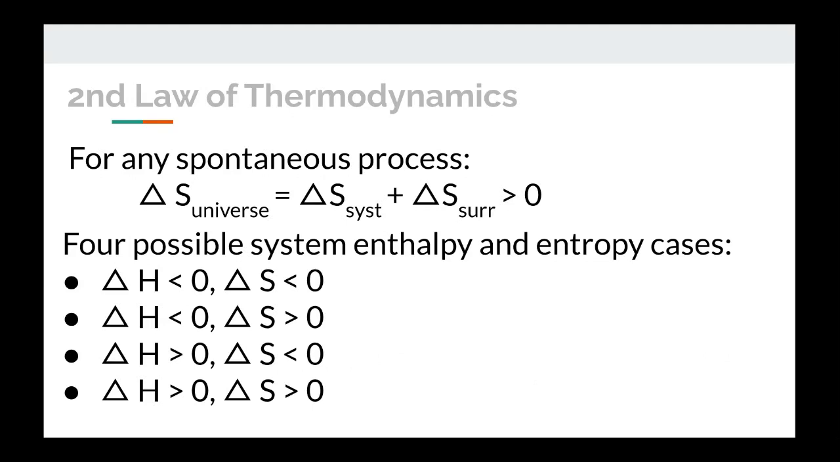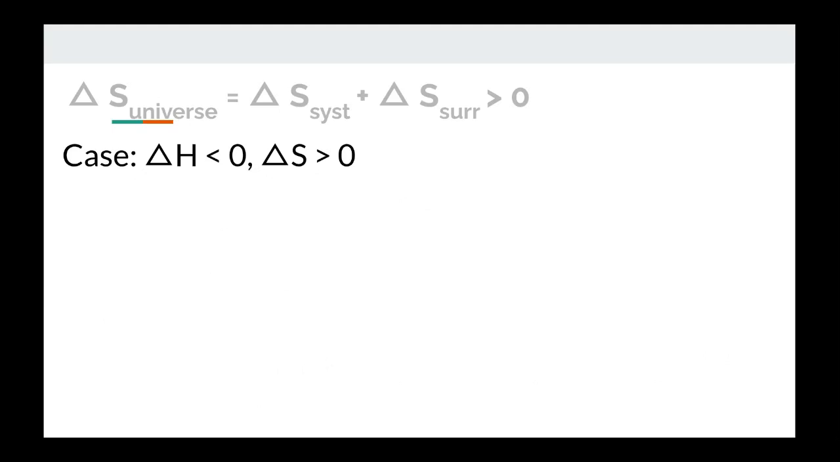Now, you can probably use common sense to get through a couple of these, but let's take a more rigorous approach and look at each case individually. Let's look at, first of all, the reaction being exothermic, delta H less than 0, and delta S greater than 0. Keeping in mind that in order for this reaction to be spontaneous, the sum of the system's entropy change and the surroundings' entropy change added together has to be greater than 0.